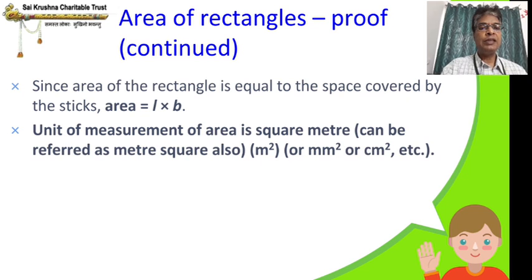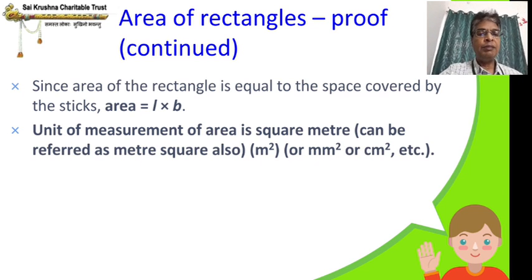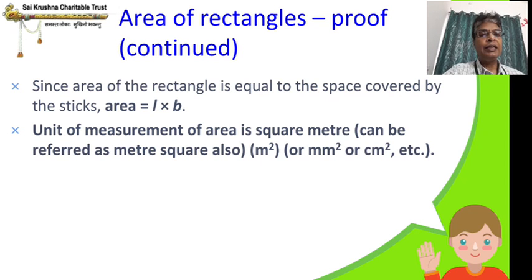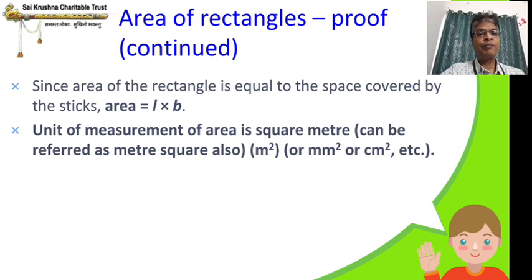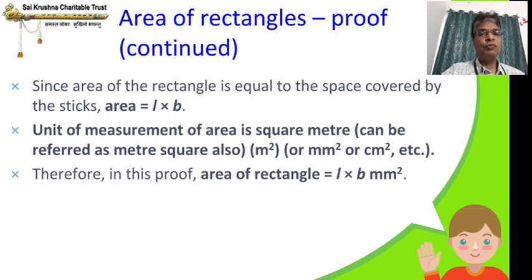So now you can see the difference between perimeter and area. In perimeter, because we are only adding the lengths, the unit is only meter. Here we are multiplying millimeter and millimeter or meter and meter, so it is called meter square. Therefore, in this proof, area of rectangle equals L into B millimeter square, because we have taken 1 mm thick sticks and B is the total number of sticks. We will see this in the practical example, and you will understand it better. For the time being, this is the proof for the area of the rectangle.